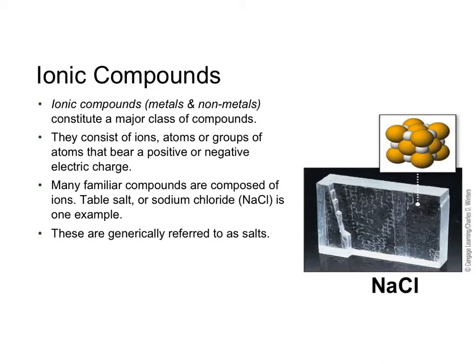Ionic compounds are one of the major classes of compounds that we'll study. They're made up of ions, which are atoms or groups of atoms that have a negative or a positive charge. Many of the familiar compounds that we know of are ionic compounds. For instance, as I discussed in the previous slide, table salt, sodium chloride, is an example of an ionic compound. Ionic compounds in general are referred to as salts. So when you hear that term, don't think of only the familiar salt of sodium chloride. Technically speaking, from a chemical perspective, all ionic compounds are salts.